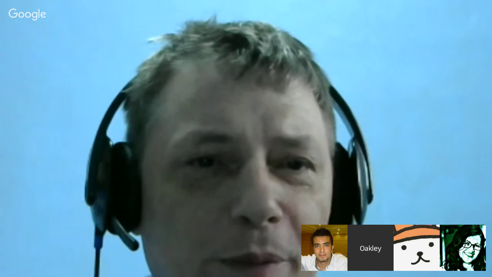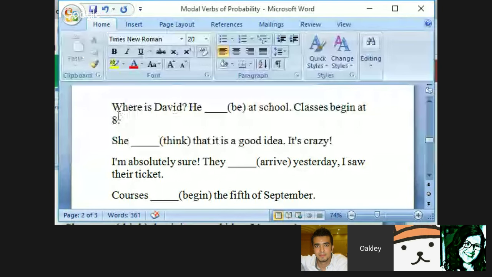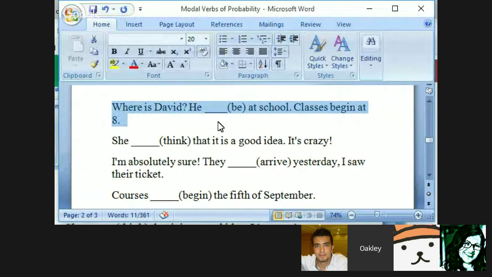Let's attempt a few more. Let's try some more exercises. In which case, you're going to pick your own modal, so a little bit more complicated here. All right, let's try this again. I think Ziad, I think it's your turn. Of all the modals of probability we've looked at today, what do you think would best fit in this first sentence here?